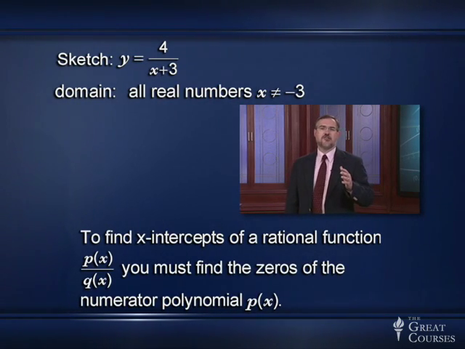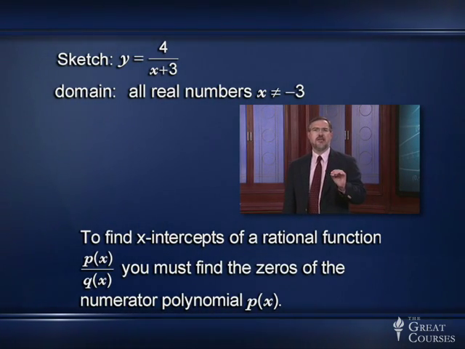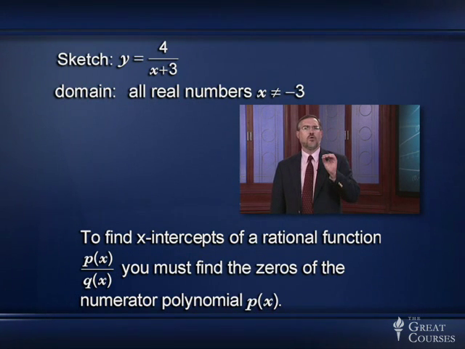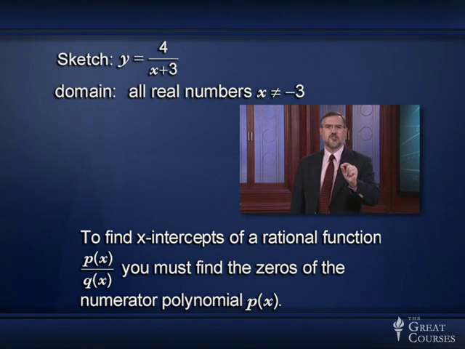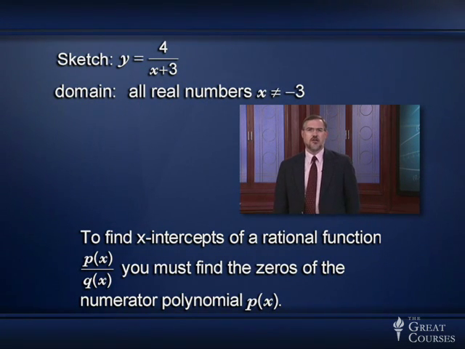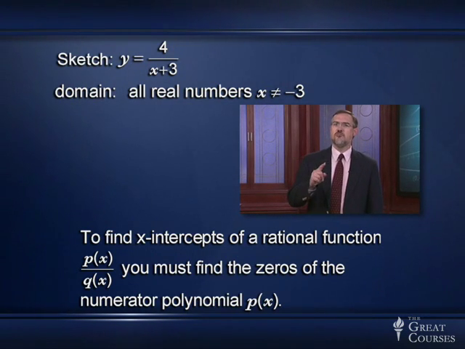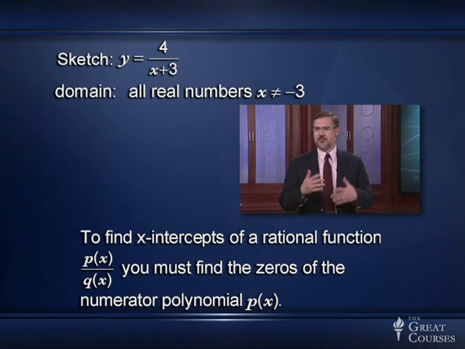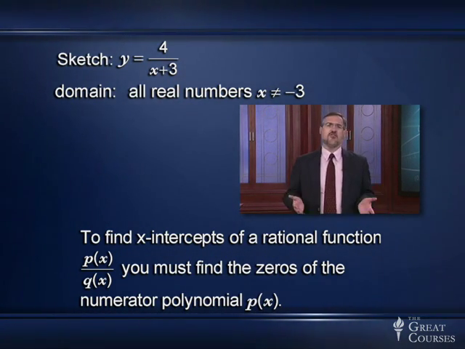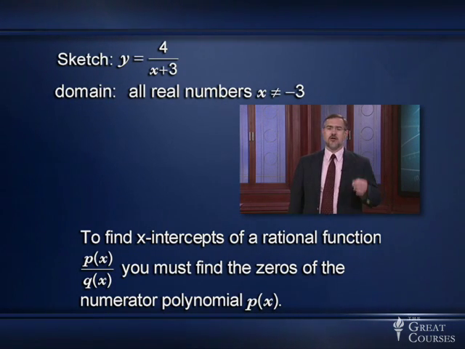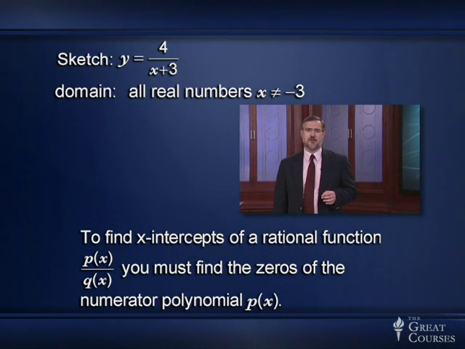When you're looking for x-intercepts of a rational function, p of x over q of x, we need to find the zeros of the numerator polynomial p of x. So what you do to find x-intercepts is you always set the numerator equal to 0 and then solve for x. And those values of x, which make the numerator equal to 0, will be your x-intercept values.